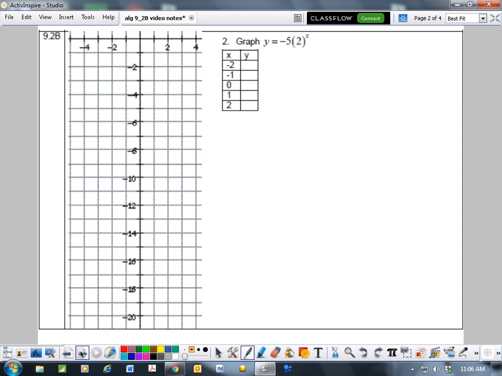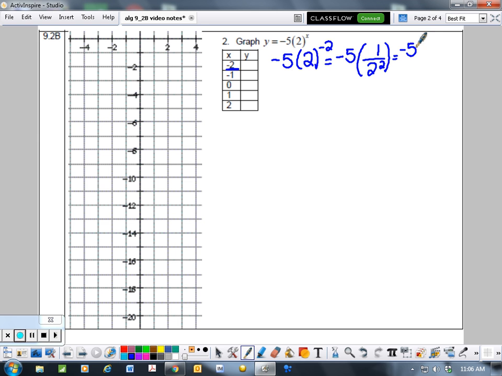So let's calculate another one. We're going to graph negative 5 times 2 to the x power. We're going to start by plugging in negative 2. So this is negative 5 times 2 to the negative 2 power. This is really negative 5 times 1 over 2 to the second power, which is really negative 5 times 1/4, which is really negative 5/4. And as a decimal, it's negative 1.25.